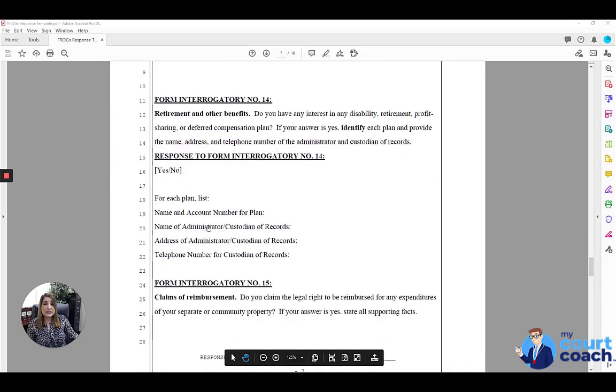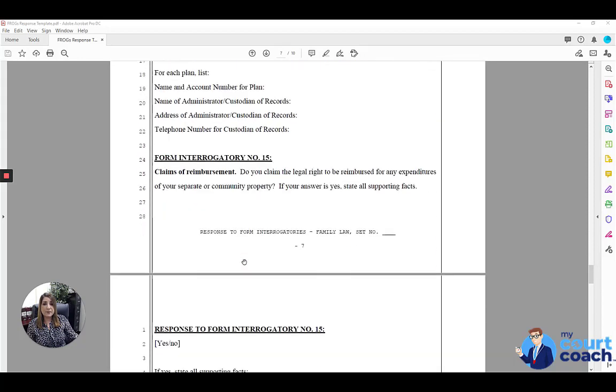Item 14 has to do with retirement plans and asking if you have any interest in a disability, retirement, profit sharing, or other deferred compensation plan. If yes, again, all these components of information you need to provide: name, account number, name of administrator, address of administrator, and phone number for administrator.